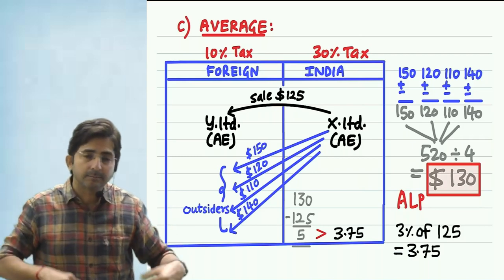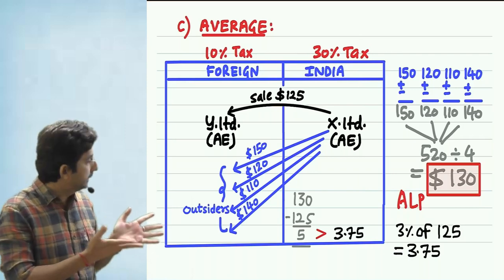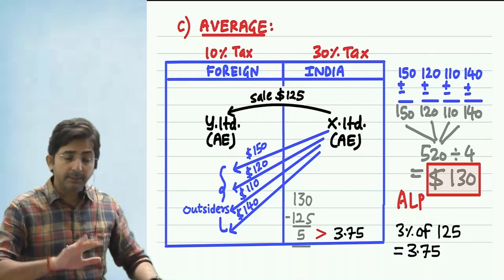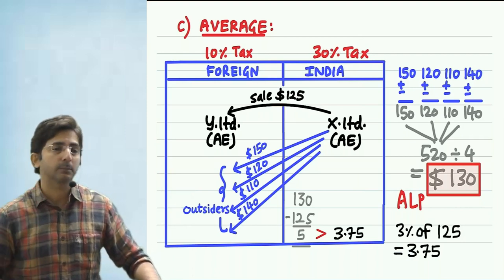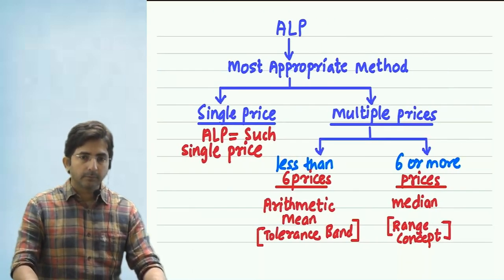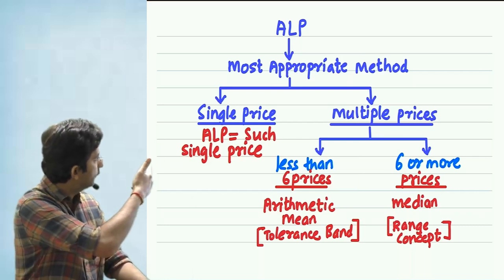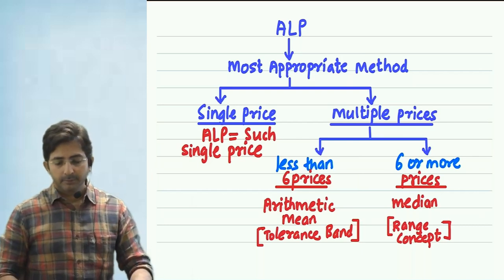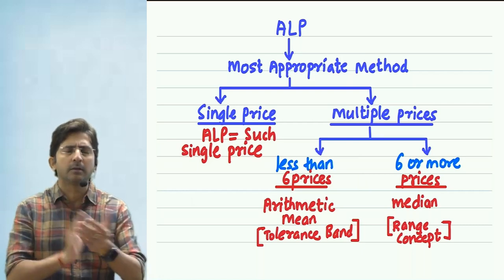If it is less than 6, then arithmetic mean, meaning the thing which I did here. And if it is 6 or more, then there is something called median, which I have yet to explain. Look at this now. The thing which I have been continuously saying, I have shown here in the form of a chart. See this, look at this, come on.